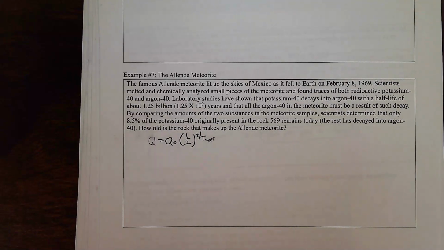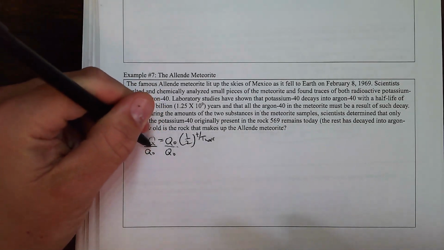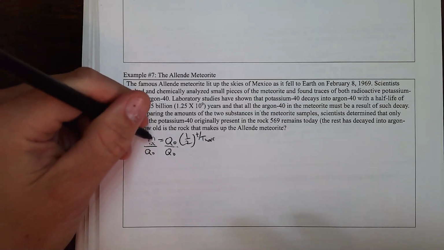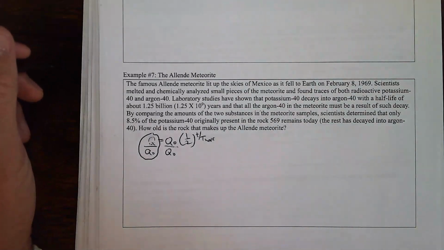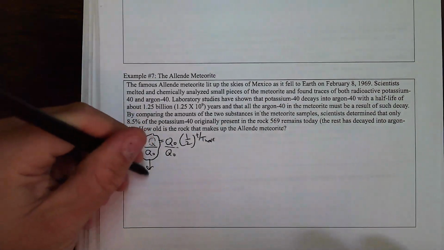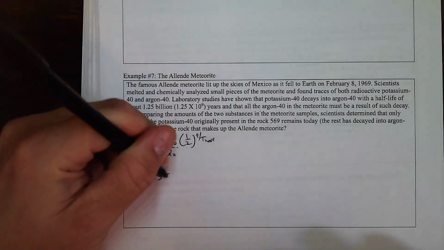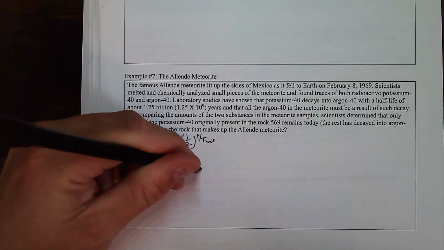So from radiometric dating, we compare the current amount to the original amount. So what you're going to do is basically divide the current amount by the previous, or the original. And this ratio, I believe it says, is only 8.5%. So you can make that into 0.085. That ratio is going to equal 1/2 to the power of T divided by T of the half-life.